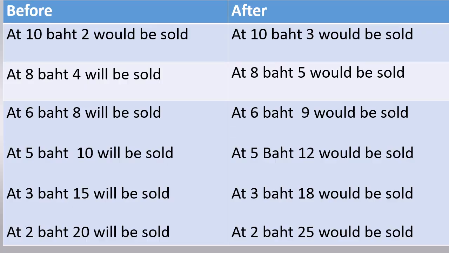So before, which is the ones we've already done, so we had at 10 baht, 2 would be sold. So after, we have 3 will be sold for 10 baht. So the ones on the right are always bigger than the ones on the left. So plot the ones on the right on your graph.